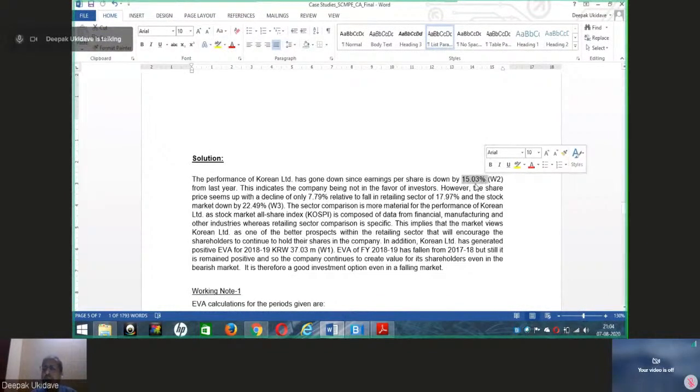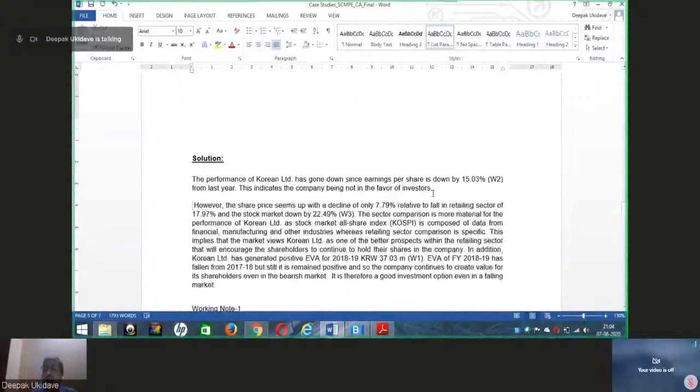So here earning per share has gone down by 15.03%, and obviously we are chartered accountants, so we will give the immediate reference and cross-reference of our relevant working notes. So I will say W2 working note where we have highlighted percentage change in earning per share. It has gone down. This indicates that the company is not in favor of investors. So here I can make one paragraph and say that as far as traditional, conventional performance measurement techniques are concerned, this company is not very lucrative for the investors because EPS has gone down by 15.03%.